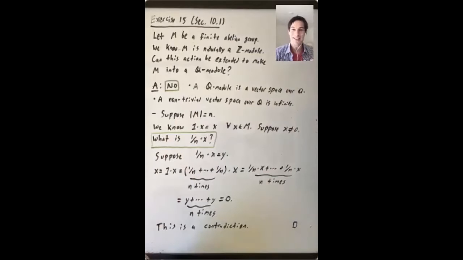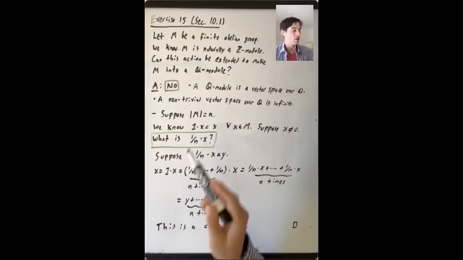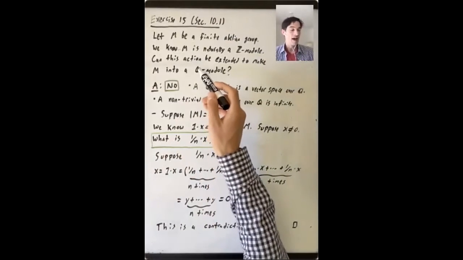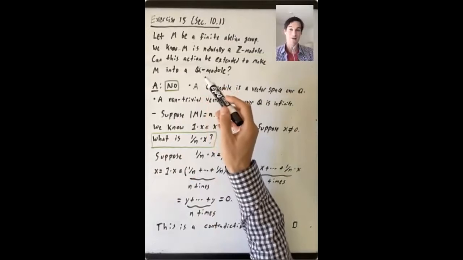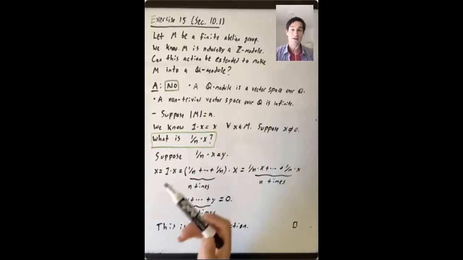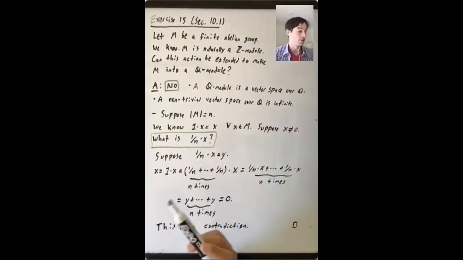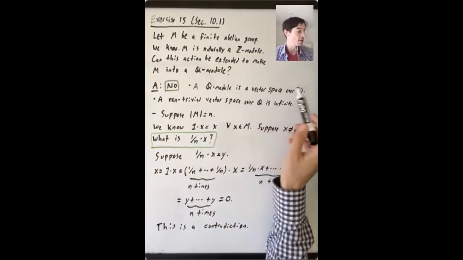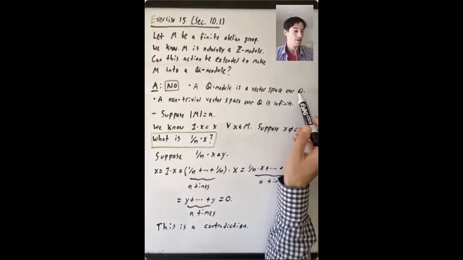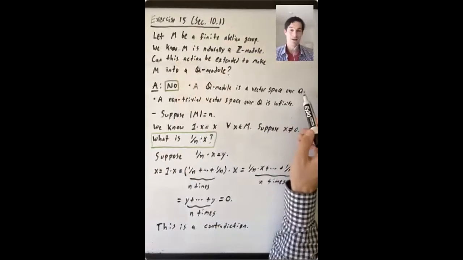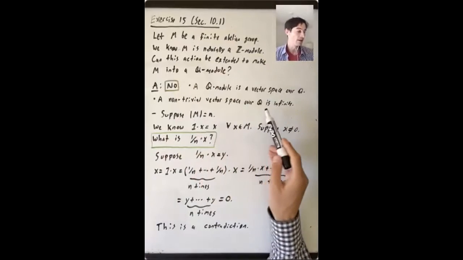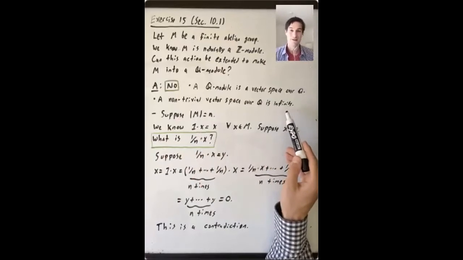And one way to say this is going to use something that we haven't actually talked about yet, but will come up soon. So we know that if F is a field and M is an F module, then that means that M has to be a vector space over F. So a Q module is a vector space over Q. So if M were a Q module, it would be a vector space over Q. But a non-trivial vector space over Q is infinite.